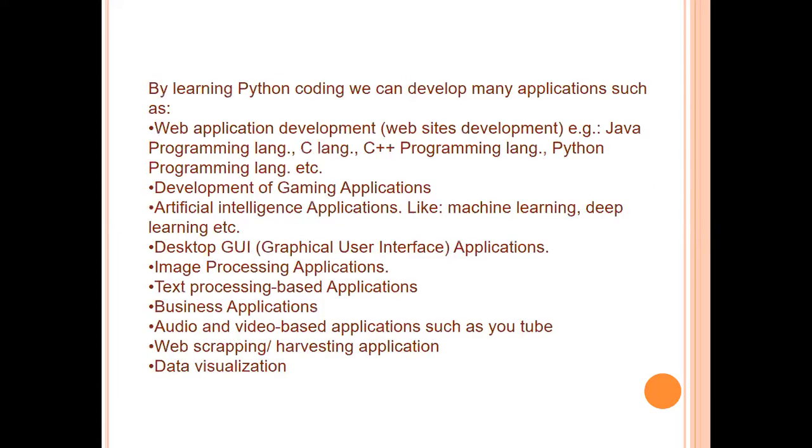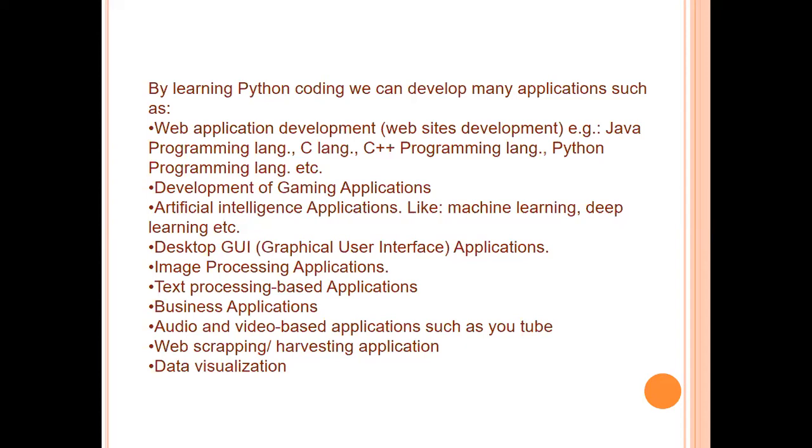Now, what kind of applications can one develop by using Python? There are a lot in every field nowadays. By learning coding, we can develop many applications such as web application development. We all know about web application development, that is website development. Example, Java programming language, C language, C++ programming language, Python programming language, etc. So we can develop websites with the help of coding.